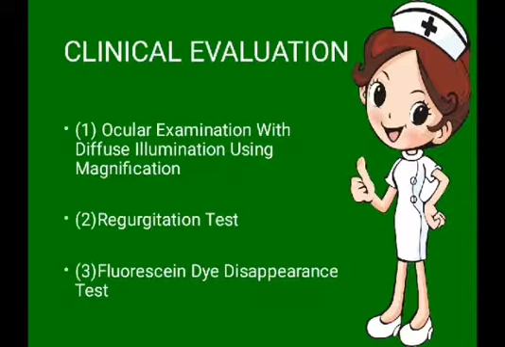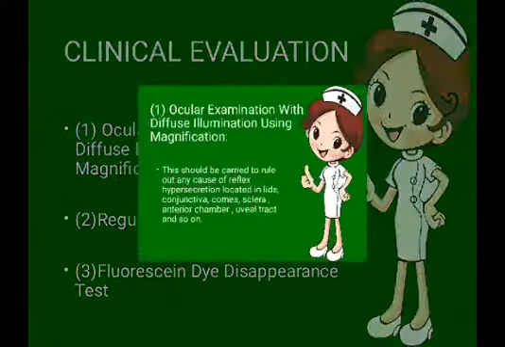Now, the clinical evaluation means we will find out the reasons due to which the watering eye occurs in the patient. So we will do different tests to identify the reasons for that. First test is ocular examination with diffuse illumination using magnification. Second one is the regurgitation test, and the third one is the fluorescein dye disappearance test. So let's go through them one by one.